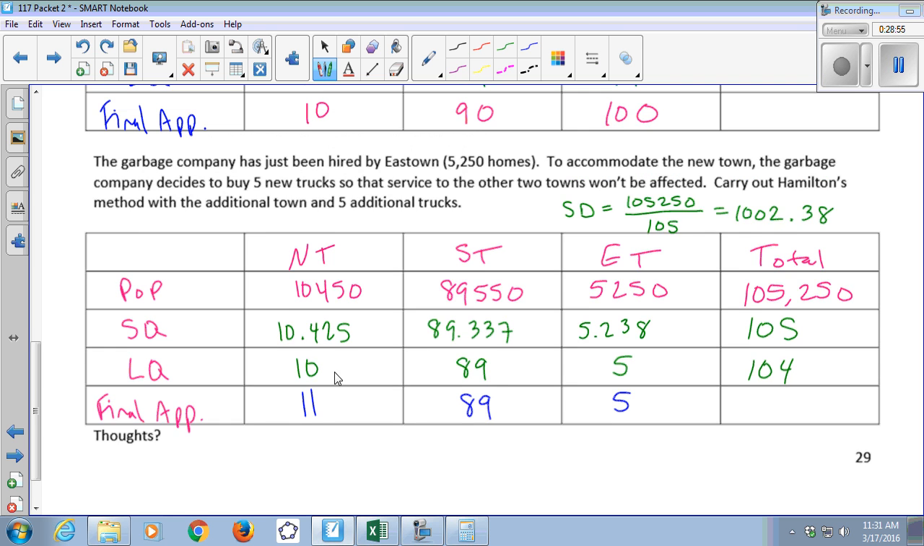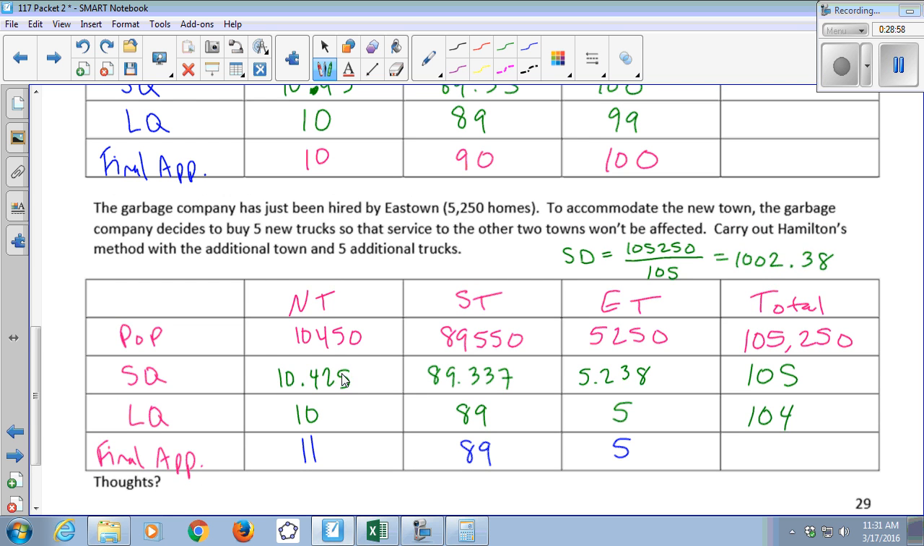But what weird thing happened? Southtown lost a truck. We ended up redirecting a truck from Southtown to Northtown, even though their populations didn't change at all. The only thing that happened was we added a new town that got their fair share of trucks, which was 5.